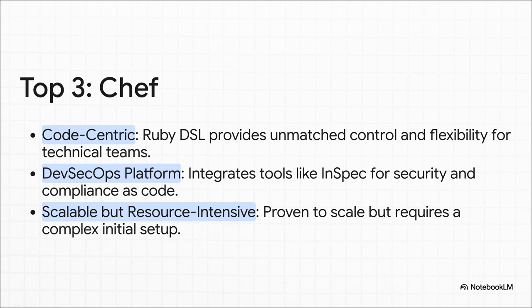So, the key takeaways on Chef are these. First, it's code-centric. That Ruby DSL gives technical teams just unmatched control. Second, it's grown into a whole DevSecOps platform with tools for security and compliance baked right in. And third, it's incredibly scalable. But that power comes with a price: a pretty complex setup, and a much steeper learning curve.